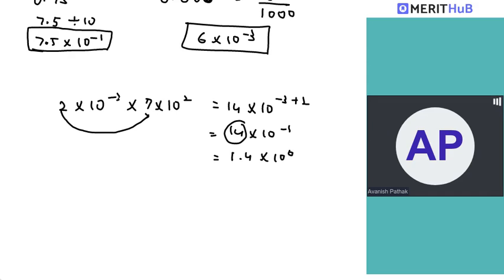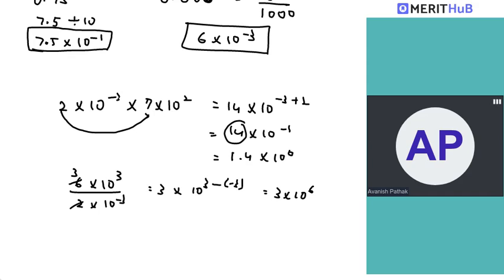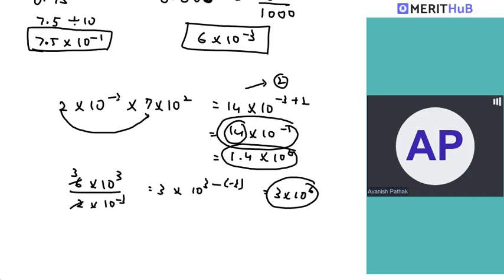Now, a similar way goes for division also. If it's 6 into 10 to the power 3, and that's divided by 2 into 10 to the power minus 3, we'll first cancel out the digits. So that's 3, and that's 10 to the power 3 minus of minus 3. So that's 3 into 10 to the power 6, and that's the standard form notation. This usually comes for 2 marks. You get 1 mark for writing this step correctly and 1 mark for writing down the final answer. Similarly, you get 1 mark for writing down this step correctly and 1 mark for this answer. So that's how the standard form of these works.